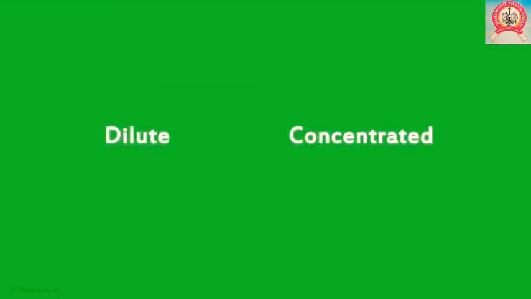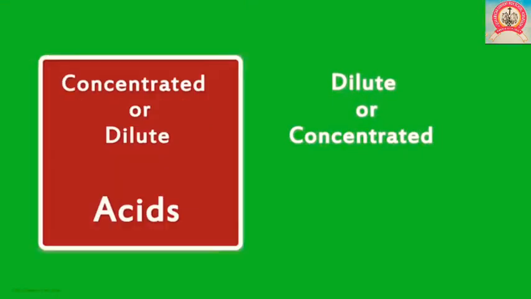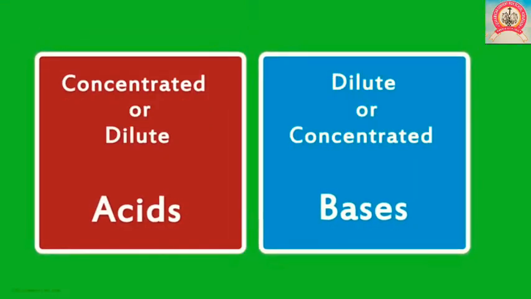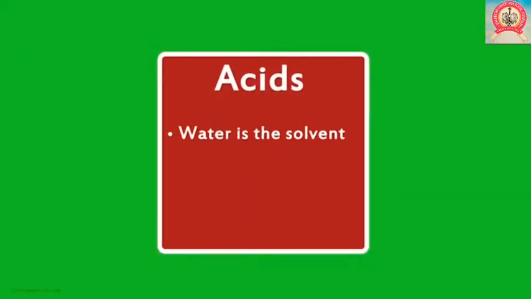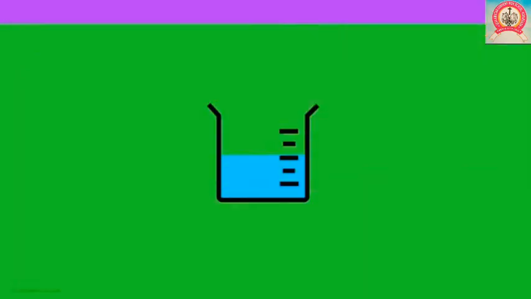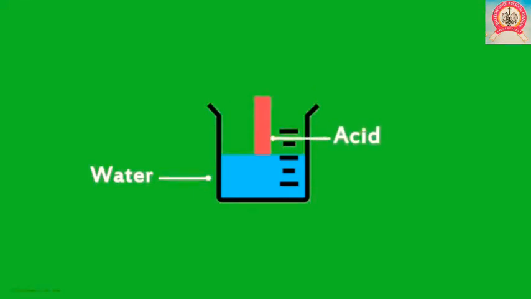Let's move on to understanding what dilute and concentrated acids and bases are. In the case of an acid, water is considered to be the solvent and the acid added to water is the solute. So we have one beaker on the screen here with some water, and we add acid to it. As the amount of acid I am adding to the beaker increases, the solution is getting more and more concentrated.